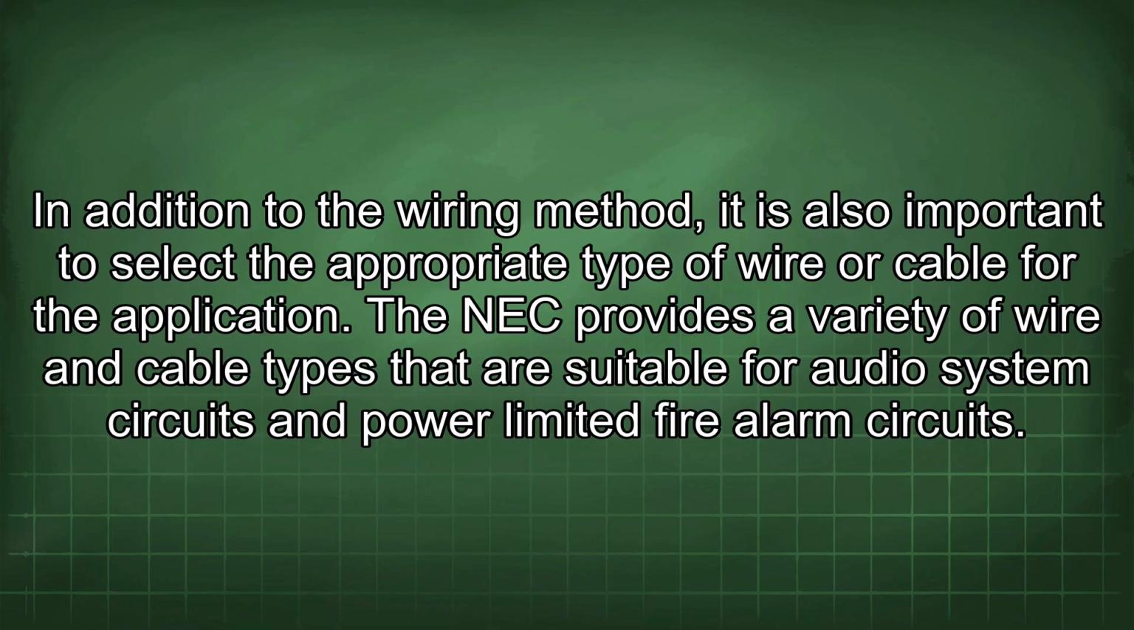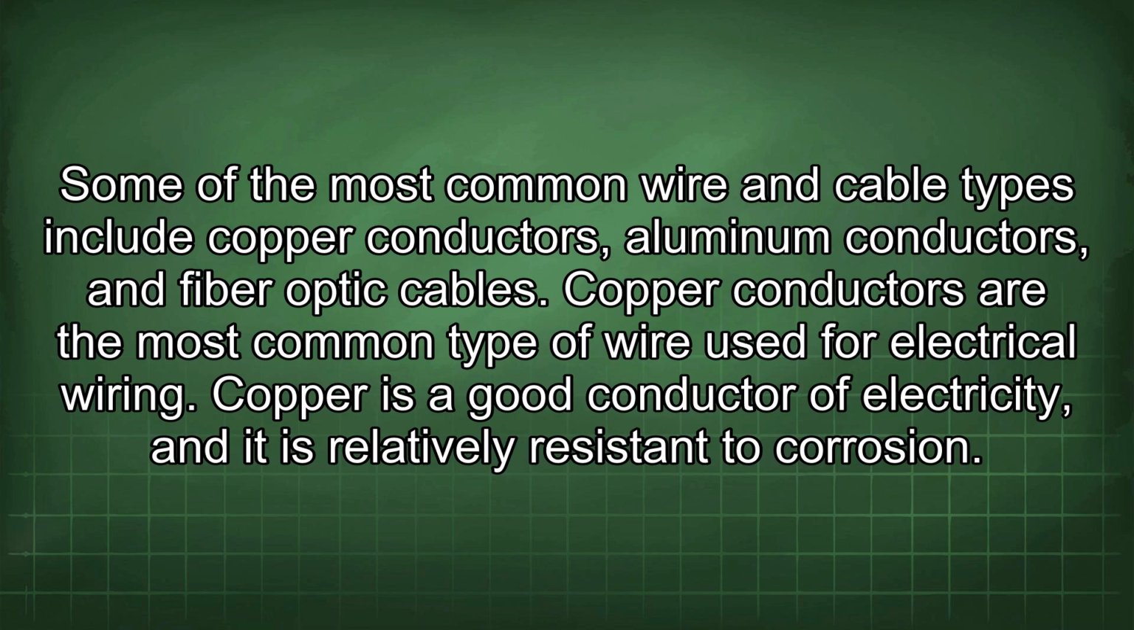In addition to the wiring method, it is also important to select the appropriate type of wire or cable for the application. The NEC provides a variety of wire and cable types that are suitable for audio system circuits and power-limited fire alarm circuits. Some of the most common wire and cable types include copper conductors, aluminum conductors, and fiber optic cables. Copper conductors are the most common type of wire used for electrical wiring.